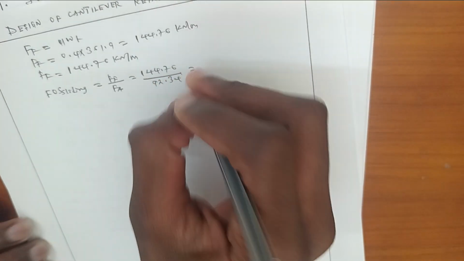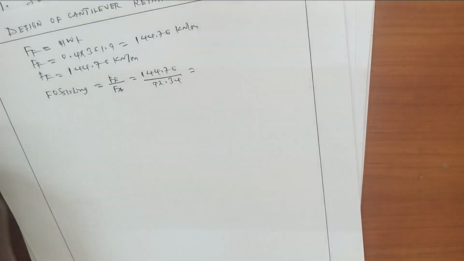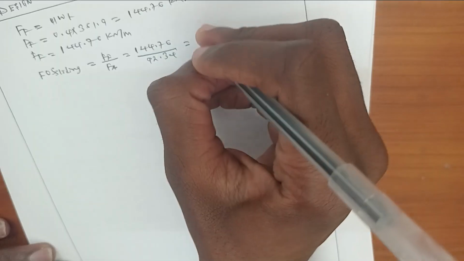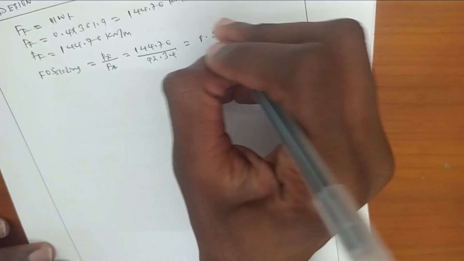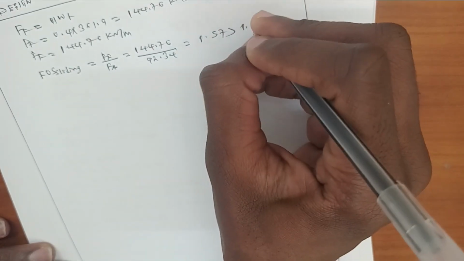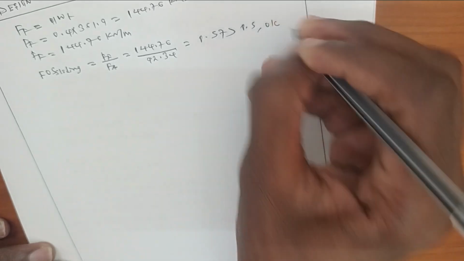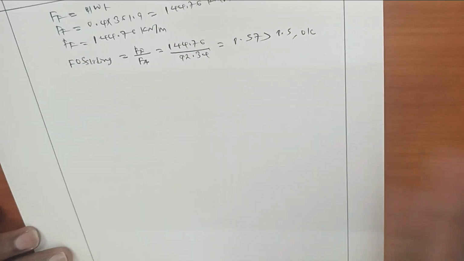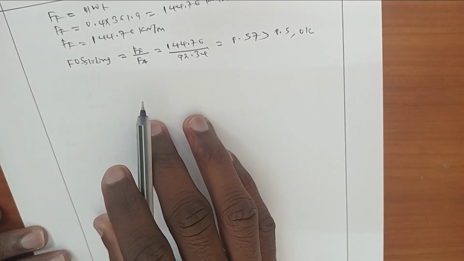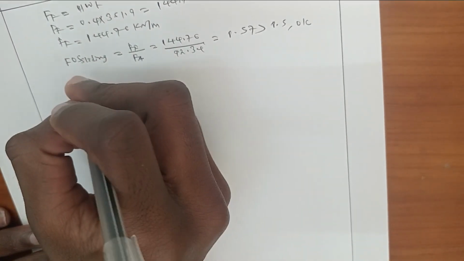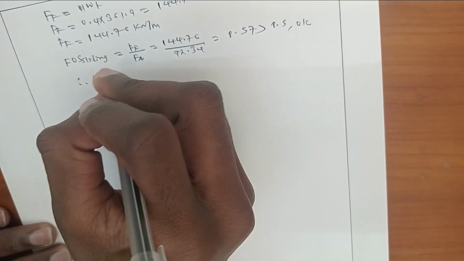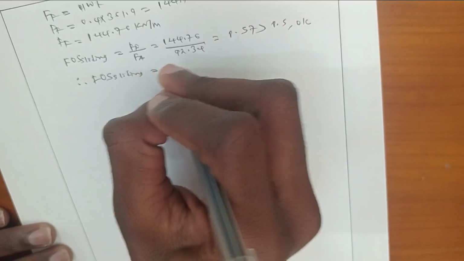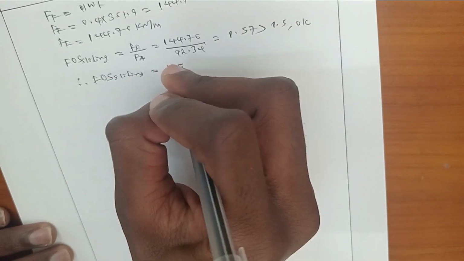When we divide 144.76 by 92.34, it will be equal to 1.57. This is greater than 1.5, so it is okay. The stability against sliding is okay; the wall may not slide. Hence, the factor of safety against sliding is equal to 1.57.